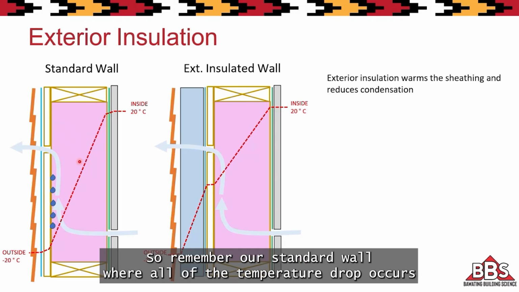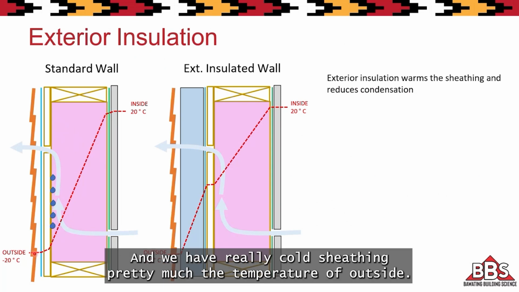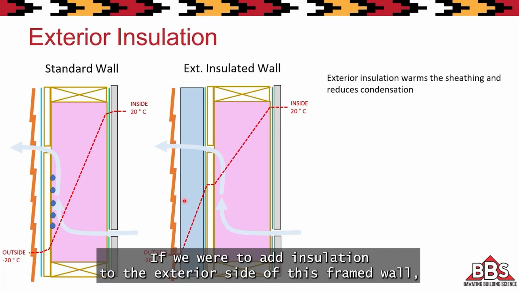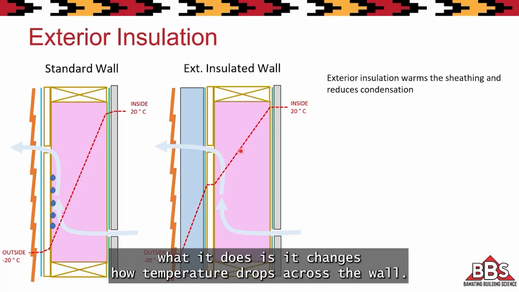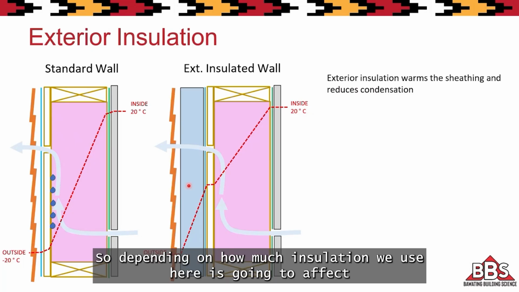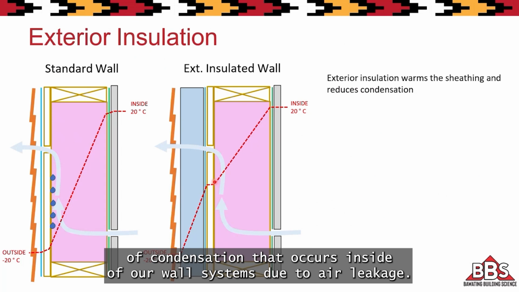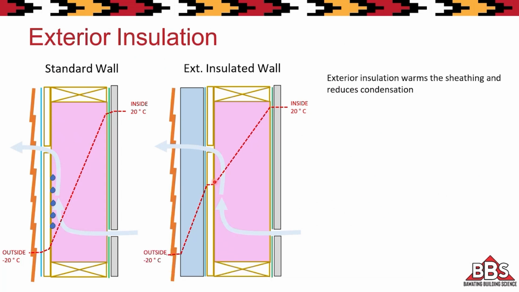So remember our standard wall, where all of the temperature drop occurs across this batt insulation inside this wall, and we have really cold sheathing, pretty much the temperature of outside. If we were to add insulation to the exterior side of this framed wall, it changes how temperature drops across the wall. And now our sheathing is much warmer than it was before. So depending on how much insulation we use here is going to affect our sheathing temperature. And we'll talk a bit about how that works and how that affects the amount of condensation that occurs inside of our wall systems due to air leakage.